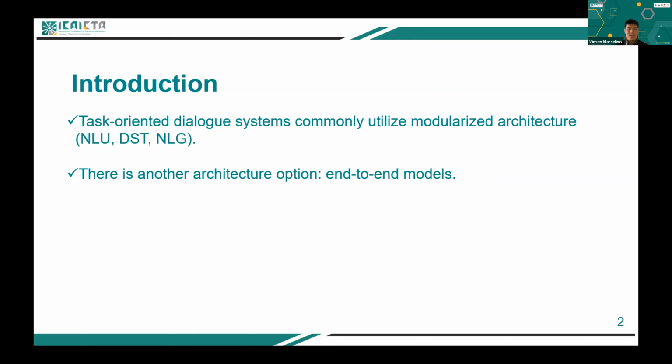Another architecture that can be used to develop a task-oriented dialogue system is end-to-end models. These models aim to generalize to multi-domain task dialogue systems, because they can be retrained without changing many components inside. In the modularized one, we need to change the dialogue state tracking every time the domain changes. But in the end-to-end system, we can just retrain with the new data in the new domain.